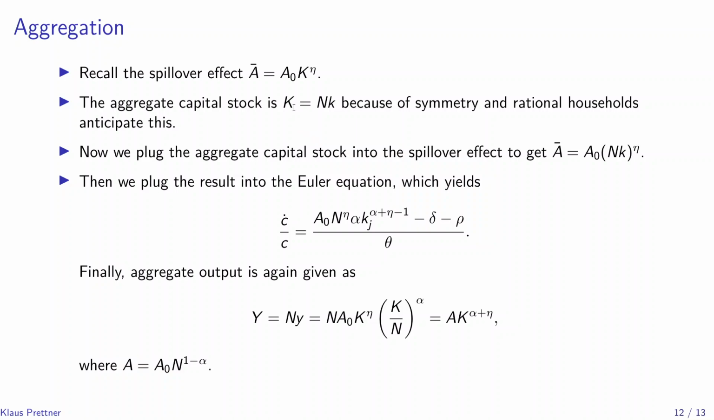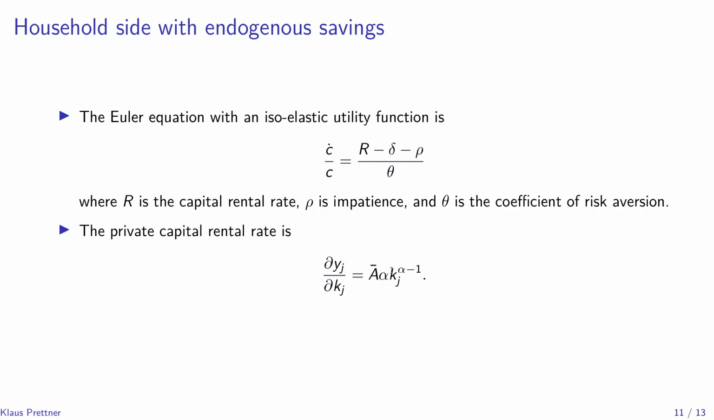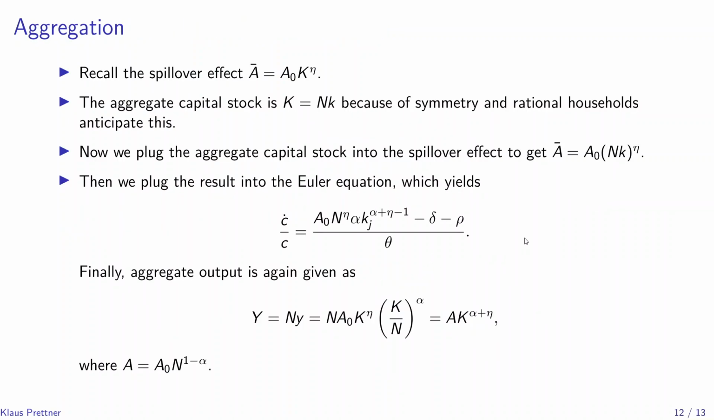The aggregate capital stock is again the number of firms multiplied by individual capital because of symmetry, and rational households anticipate this. And now we plug the aggregate capital stock into the spillover specification that we have here, so that we get, instead of this uppercase K, n times lowercase k from here. And then we plug the result into the Euler equation. So this A bar we plug in here, and this result we plug into the Euler equation to get the expression that we have here for individual consumption growth.